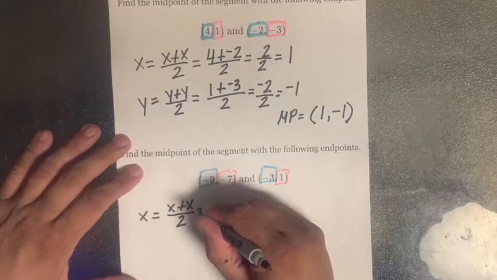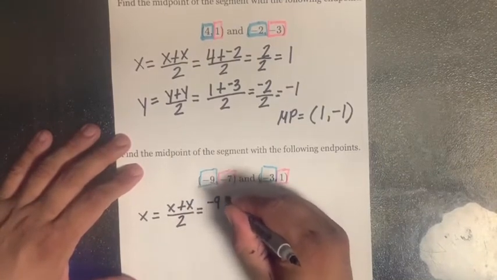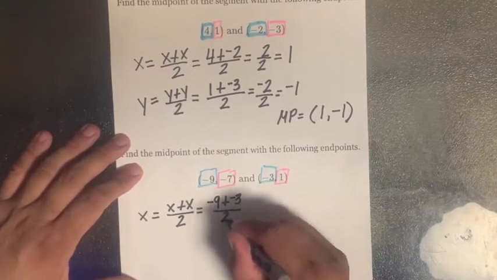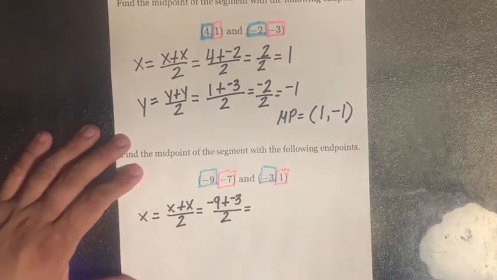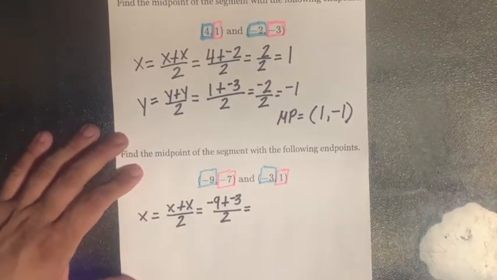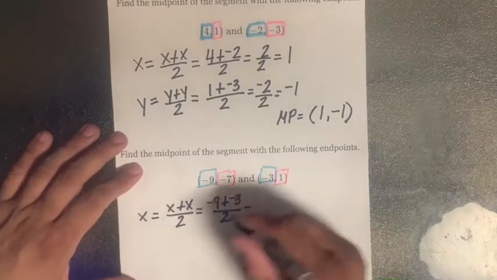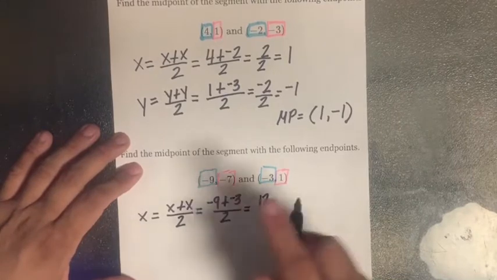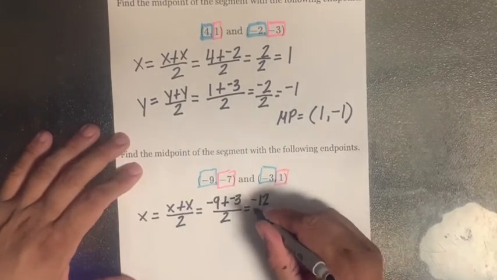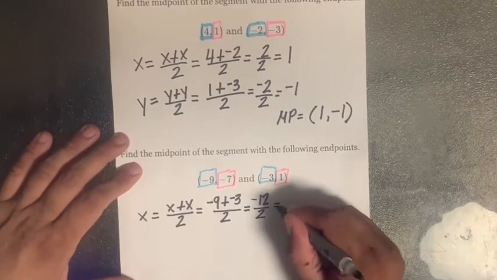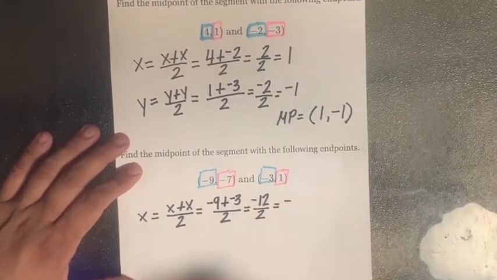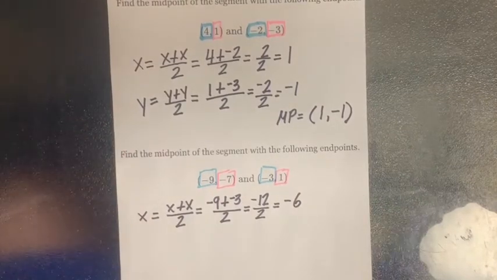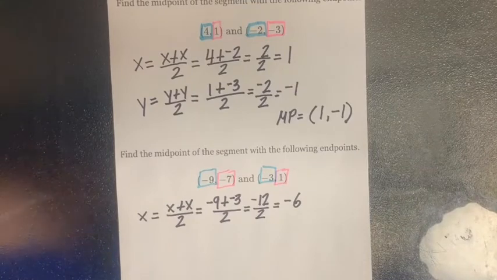And my two x's are in blue, so I say negative 9 plus negative 3 divided by 2. Can't forget to bring that divided by 2 over. Negative 9 and negative 3 are the same signs, so we're going to add them. 9 plus 3 is 12. 9 is my bigger integer and 9 is a negative, so the answer is negative as well. Can't forget divided by 2. A negative divided by a positive is a negative, and 12 divided by 2 is 6. Half of 12 is 6.